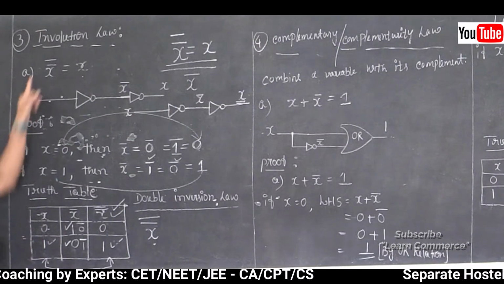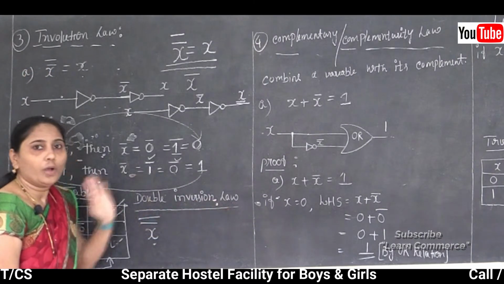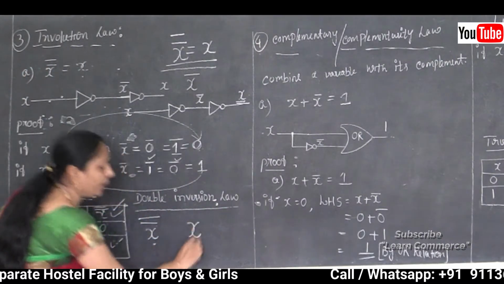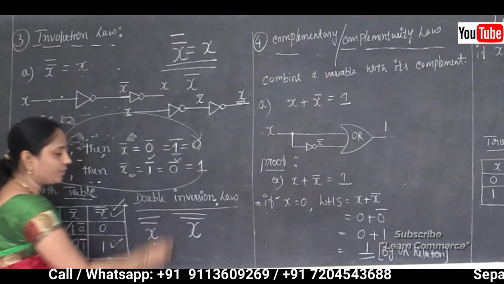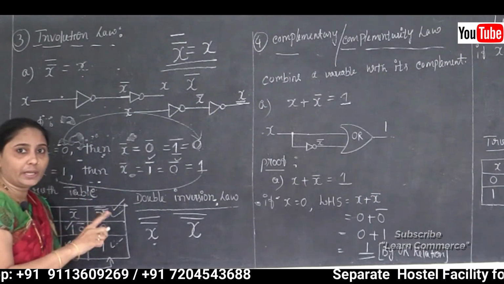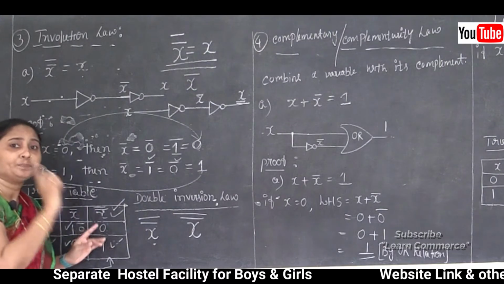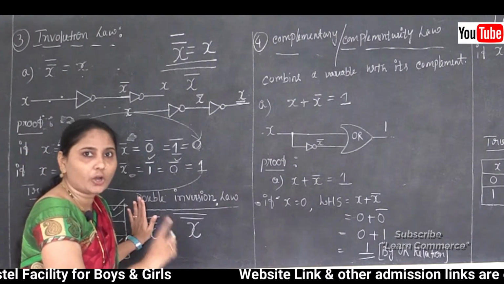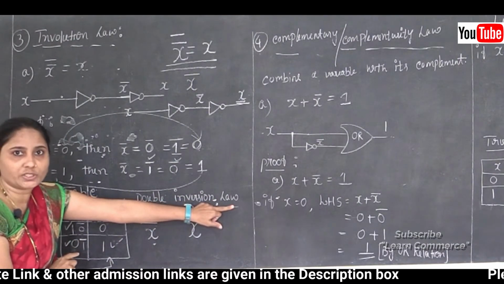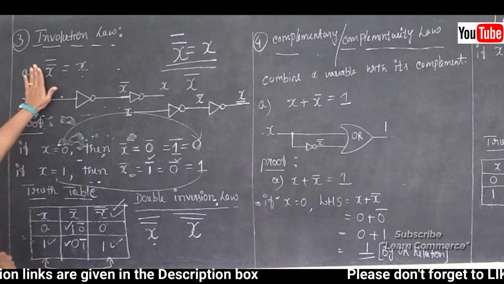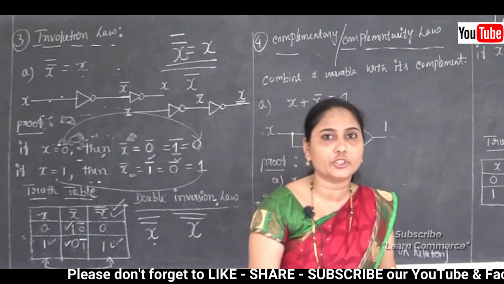And this law, the involution law, is also called the double inversion law. Why? Because here we complement a variable not only one time but twice. If a variable is complemented twice, we need to use the complementation twice for the variable. So this law is also called the double inversion law. Clear this point here? So this is about some points in the case of the involution law. So clear the meaning of the involution law.